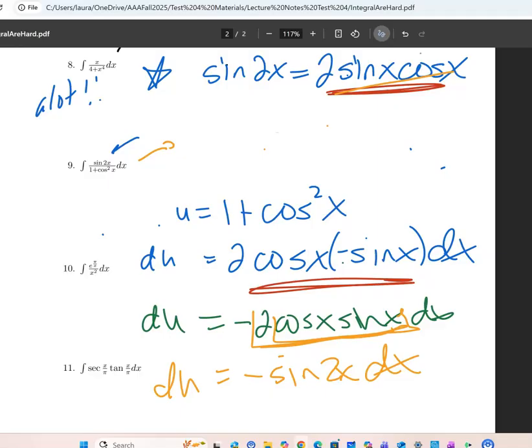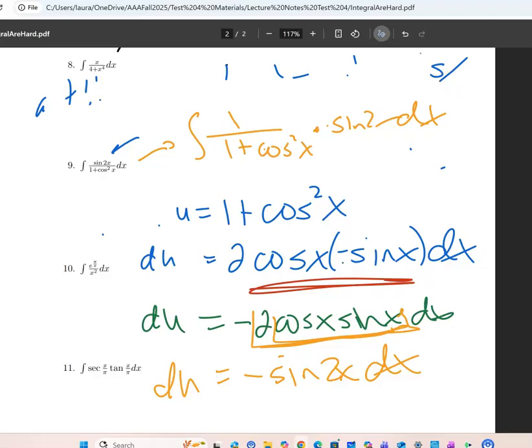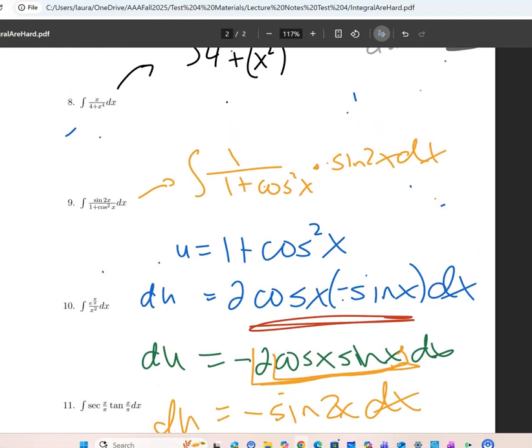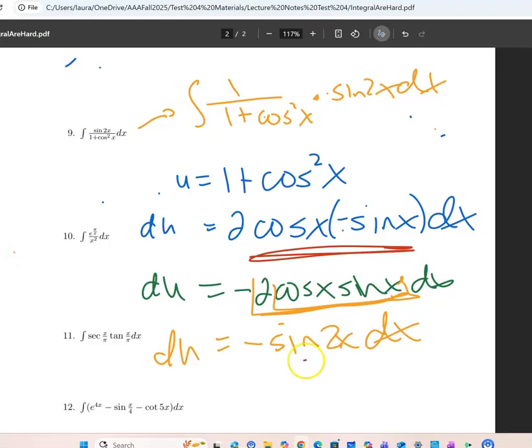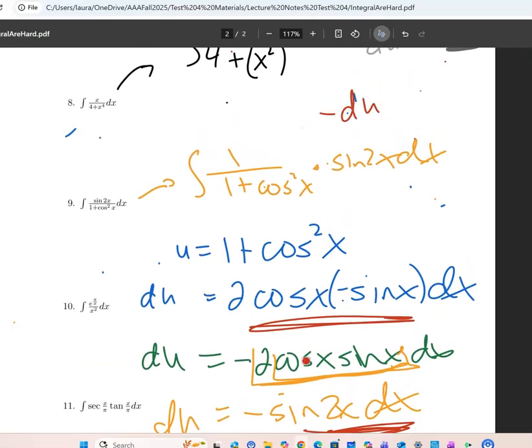So let me just separate it: 1 over 1 plus cosine squared x times sine of 2x dx. Let me move up so that I have room so you can see what I'm doing. Here's the 2x. Look at that. I think I can take out sine of 2x dx and replace it with a negative du. And then this is the denominator, so I get 1 over u. Well, that's just negative ln of u plus c.